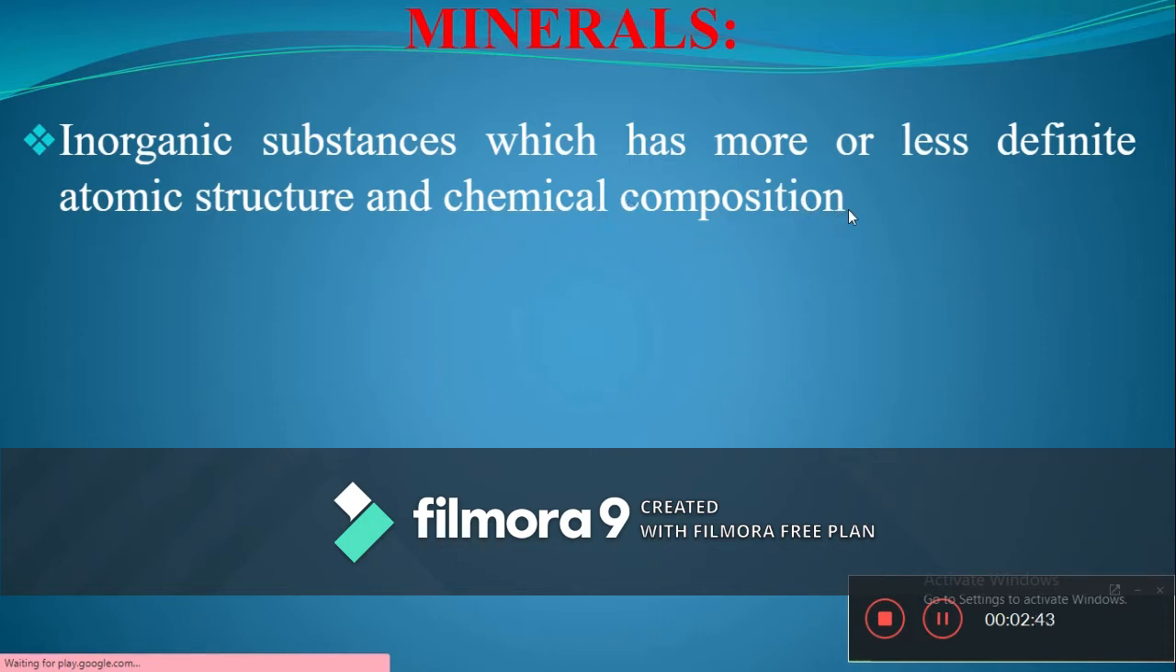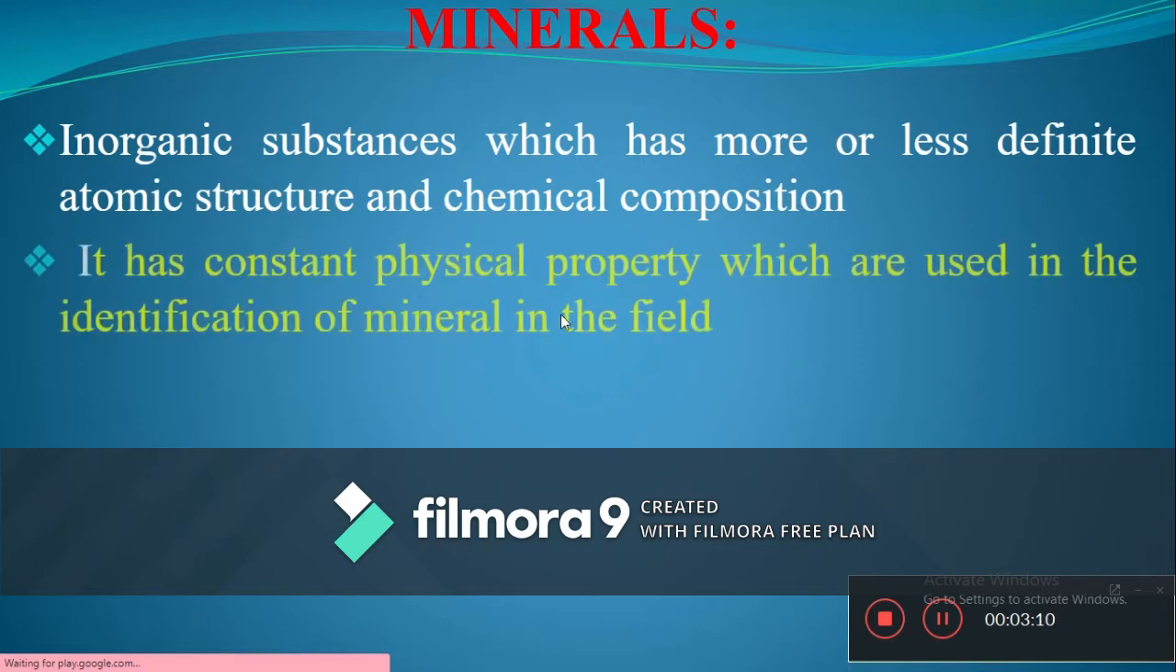Suppose you take the example of quartz. All of you have heard that name. We can define the chemical composition of quartz by the chemical formula SiO2. So a constant atomic structure and definite chemical composition mean we can define the chemical composition of the mineral by a chemical formula.